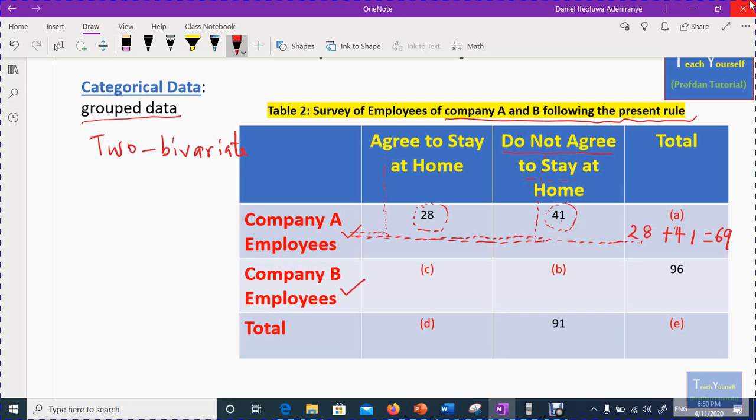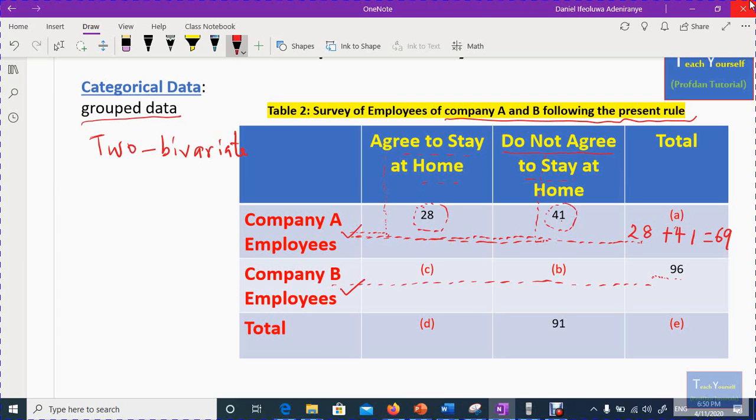This 96, we have 96 here. What is it saying? The total employees in company B is 96. But we need to know how many of them agree to stay at home and how many of them do not agree to stay at home. Okay, let's see what we can do.